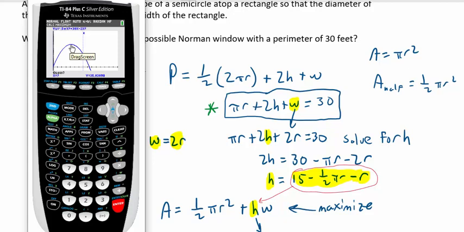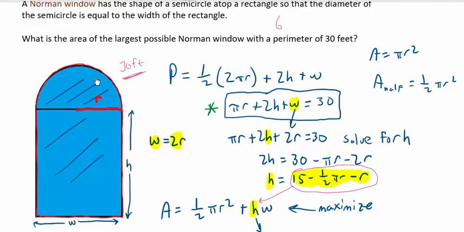And it looked like the answer was somewhere between 4 and 5 in terms of x values. I'm going to press enter to enter my guess. Make sure that you have the word maximum sitting on the calculator. It looks like when x, or the radius of my semicircle, is 4.2 feet roughly, I will get the maximum area of the Norman window to be about 63.01 square feet. Because the question is what is the area of the largest possible Norman window, we're done with the problem. It's 63.01 square feet, or to the nearest square foot, 63 square feet.